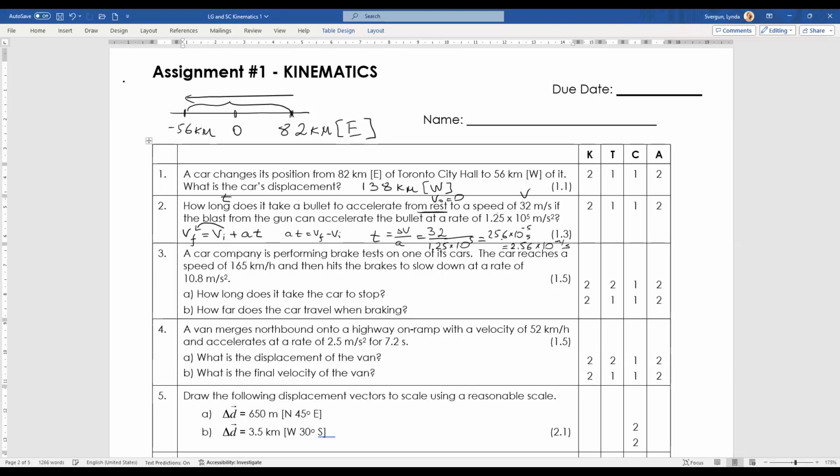So it's very fast, and it makes sense. It's very fast. Yeah, 256.